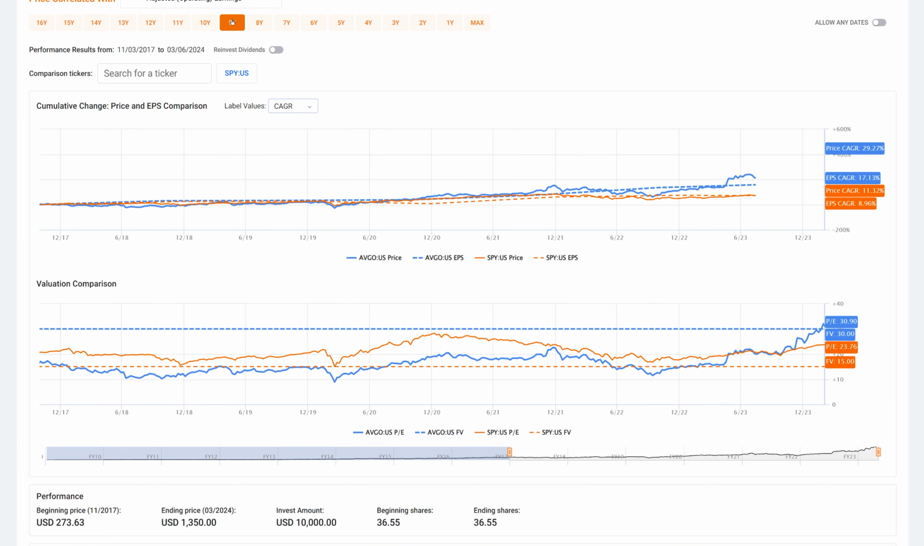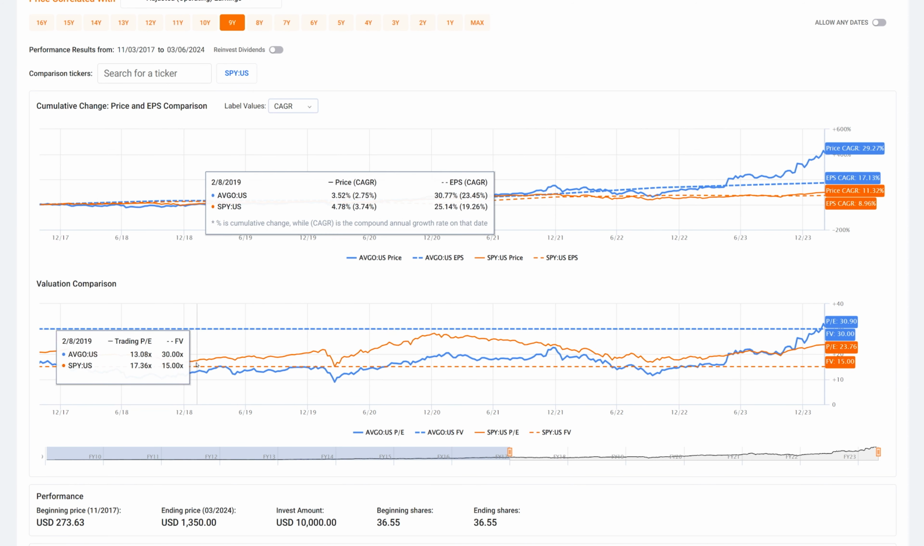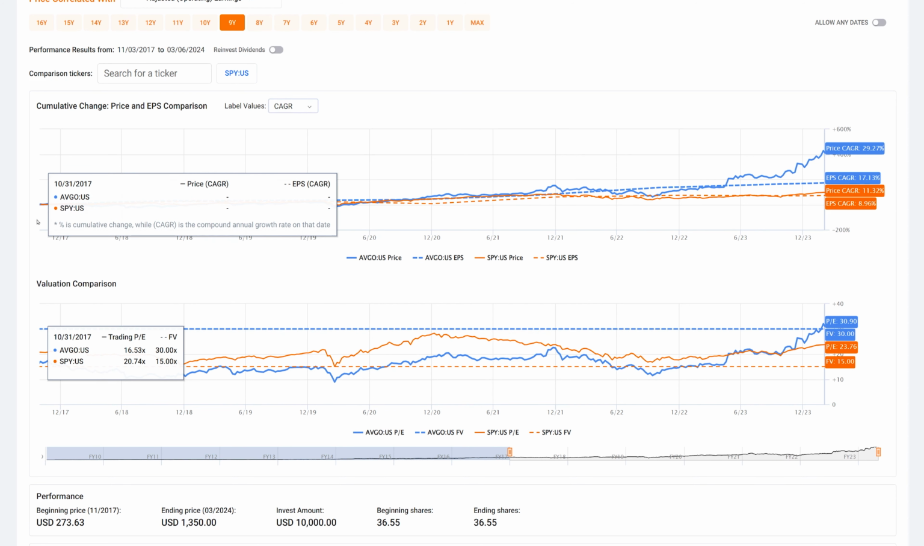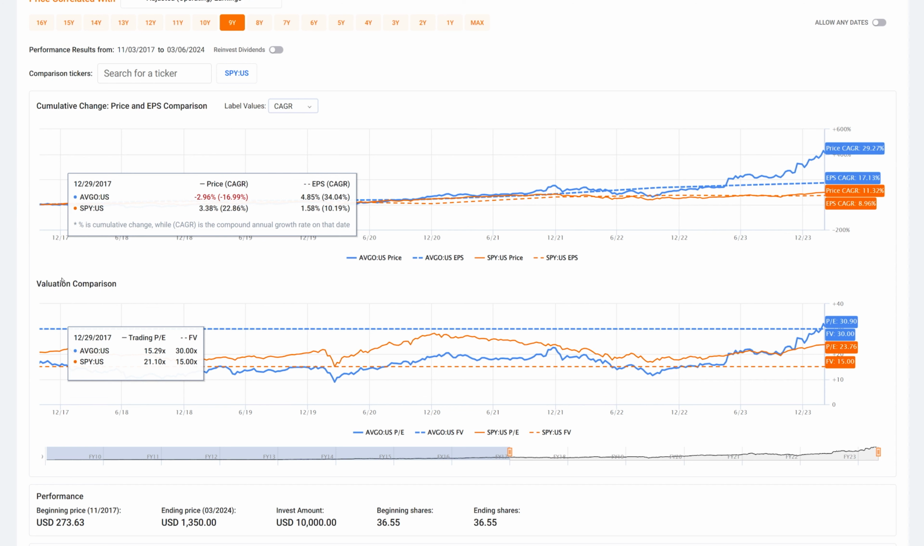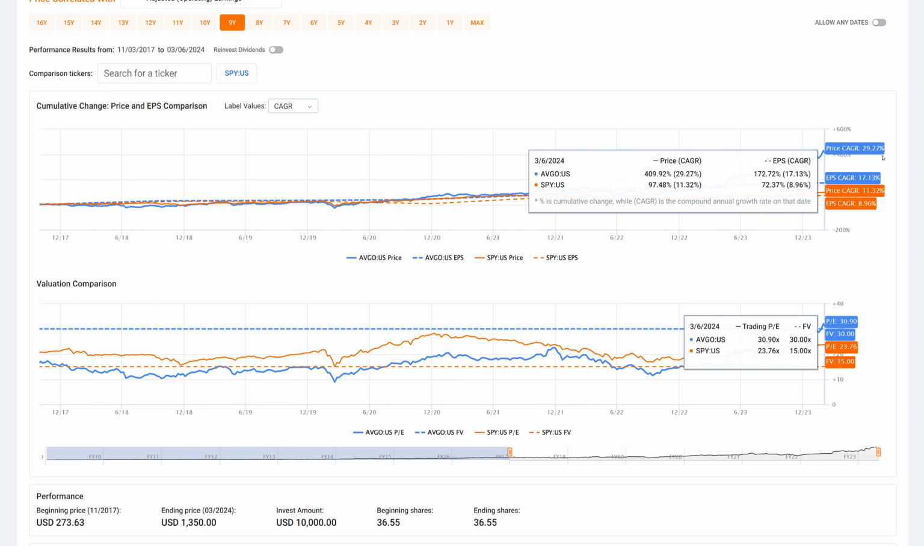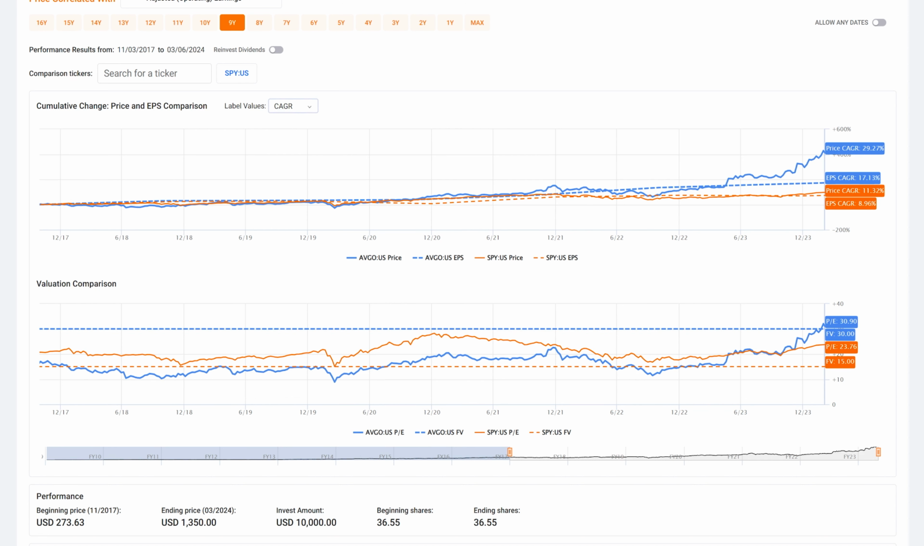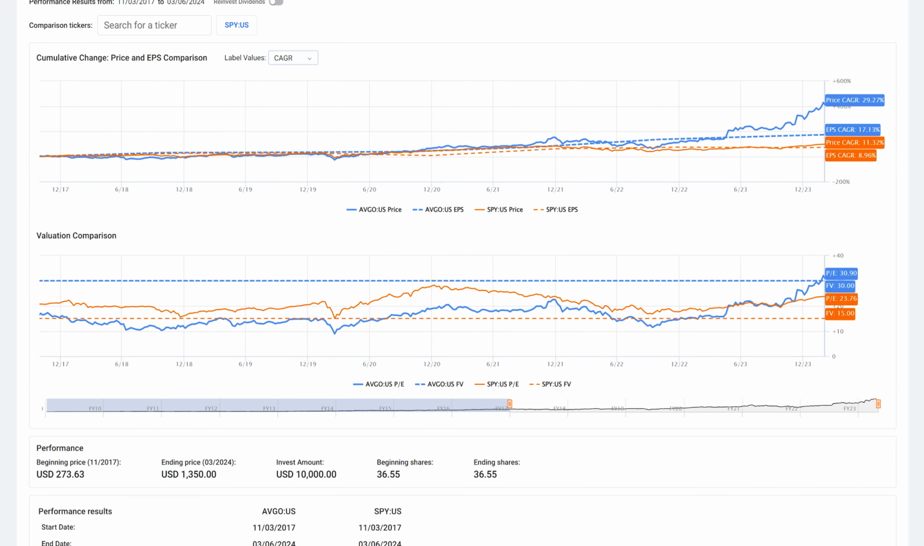Now let's draw different time frames here, and let's just look at a shorter time frame. So now, if we're looking at the period of time starting in 2017 here, we see that AVGO had a price appreciation of 29.21% versus price appreciation for the market of 11%. Earnings growth of the market was 8.96%. Earnings growth of AVGO was 17.17. So again, faster growth and better capital appreciation, better performance over time.